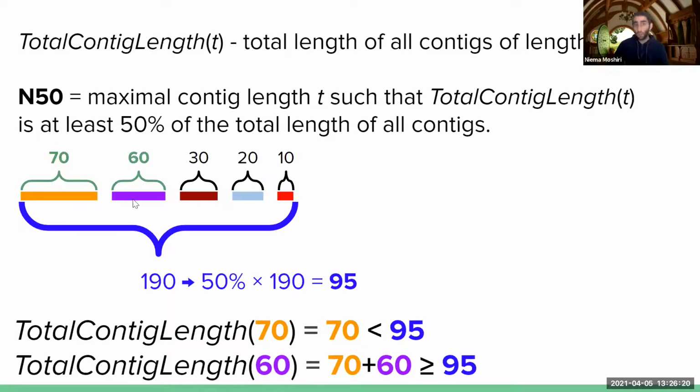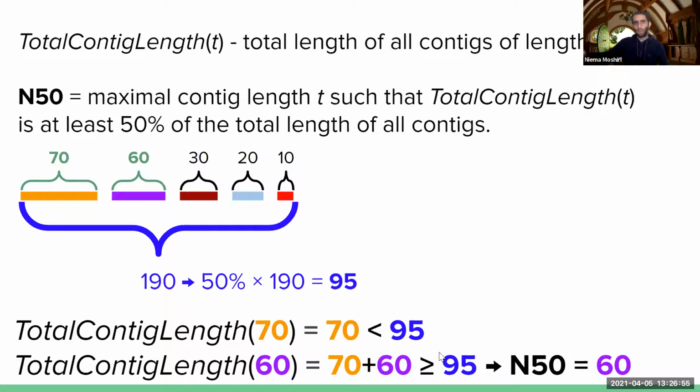If I consider the first two contigs, so if I consider total contig length of 60 of my second longest contig, well, that's the sum of the lengths of all contigs at least as long as 60. So 60 plus 70, because 70 is longer than 60. So 70 plus 60 is 130. 130 is greater than or equal to 95. Therefore, the N50 of this genome assembly is 60.